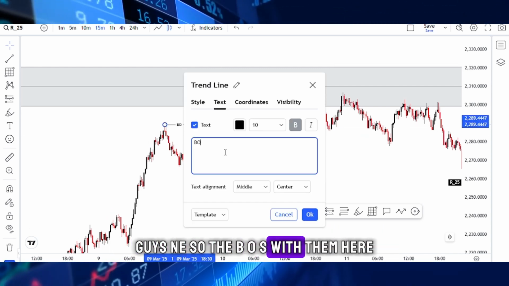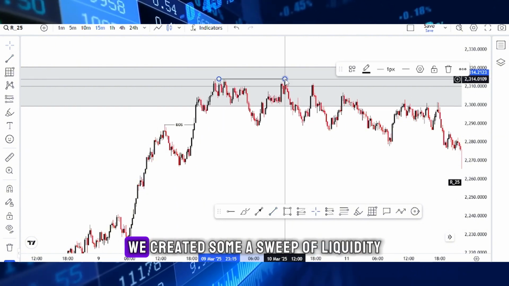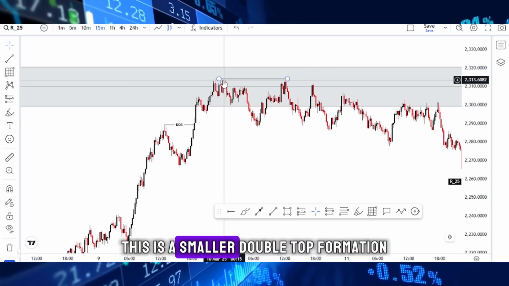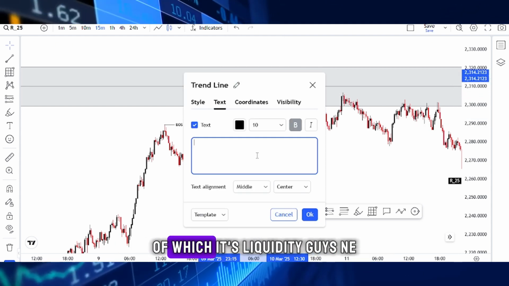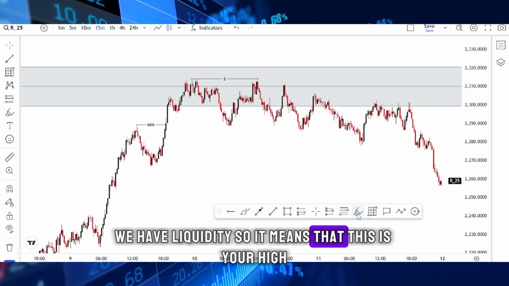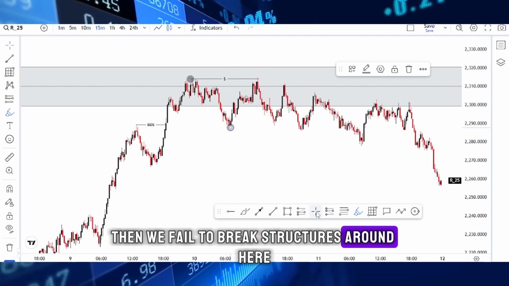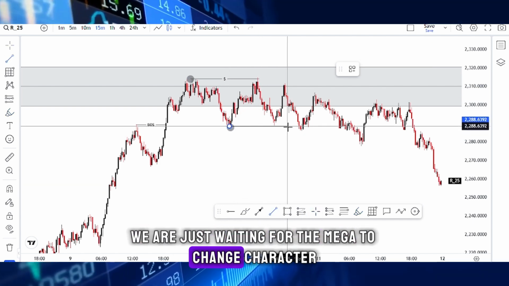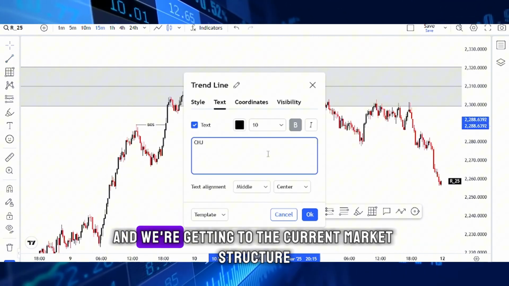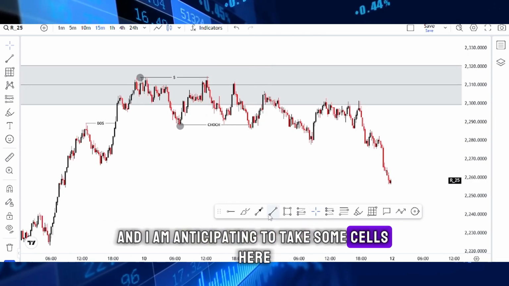So the BOS within here, then we failed to break this high here. We created a sweep of liquidity, as you can see right there. This is a smaller double top formation, which is liquidity, guys. So right there we have liquidity. It means that this is your high, this is your lower high, then we failed to break structure around here. So we are just waiting for the market to change character. As you can see, it did exactly that, and we're getting to the current market structure, and I am anticipating to take some sales here, to be honest.